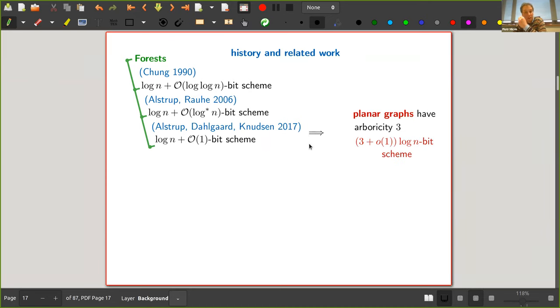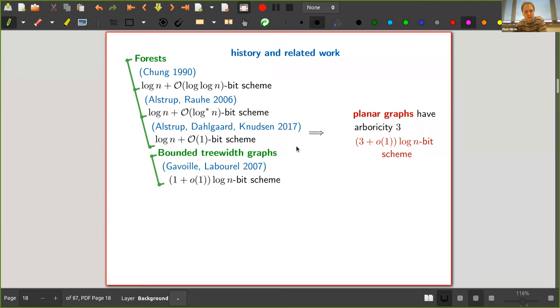And now just from that, we can learn that we can do planar graphs better, not with 6, but with 3, because planar graphs have arboricity 3. So you can cover or partition the edges into 3 forests, and just using the labeling schemes for each forest and concatenating the labels, you get 3 in front of log n. Okay. But the best we can do using these results from related work is actually when we plug in the bounded treewidth situation. So Gavoille and Labourel proved an asymptotically optimal adjacency labeling scheme for bounded treewidth graphs. So we have 1 in front of log n, and here we have lower order terms.